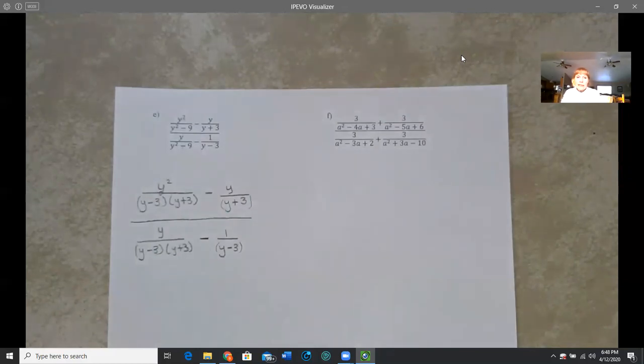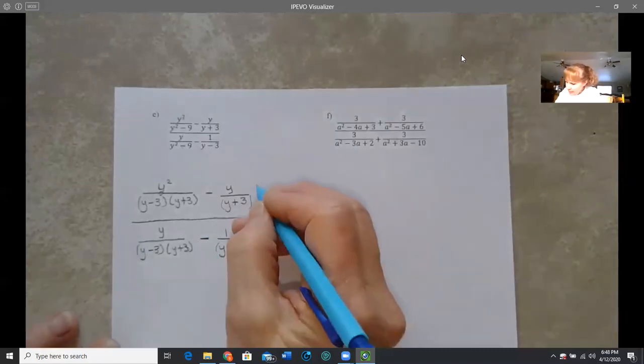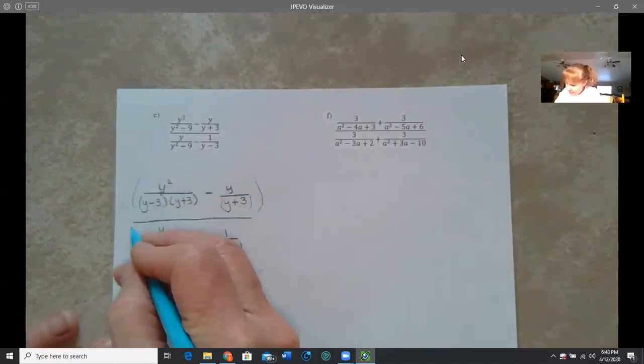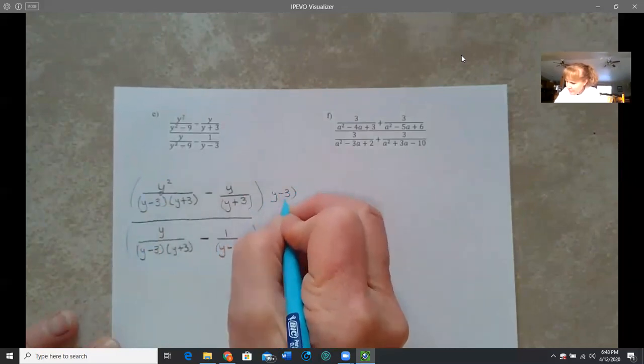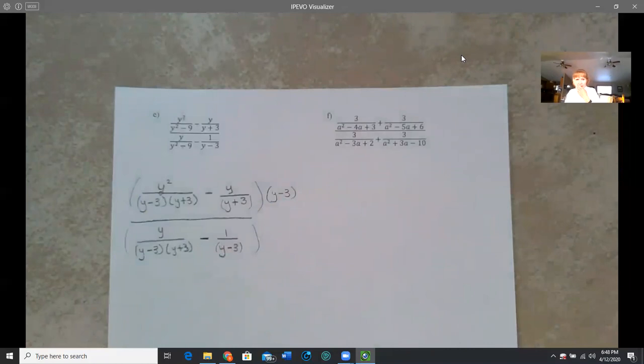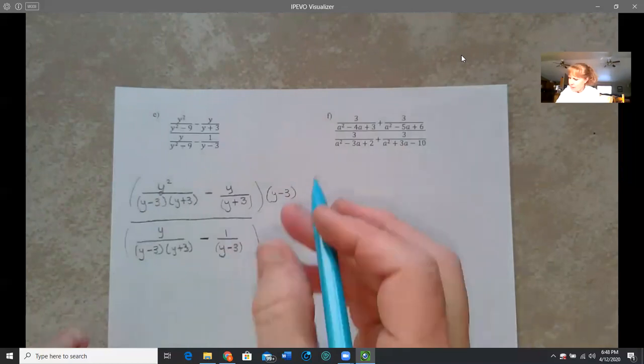Now, when you look for the least common denominator, you have these 4 fractions. You have a y minus 3, and the highest power on the y minus 3's is the first. So we're going to multiply each of these fractions times y minus 3. And that'll take care of all the y minus 3's, and then I have a y plus 3. So I need to include a y plus 3 in my least common denominator.